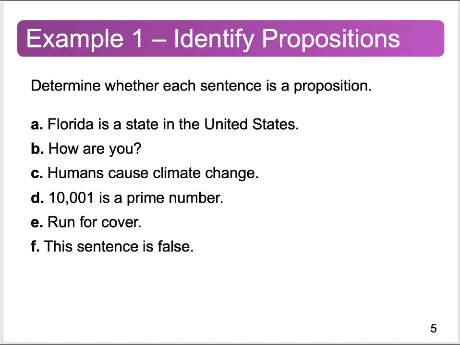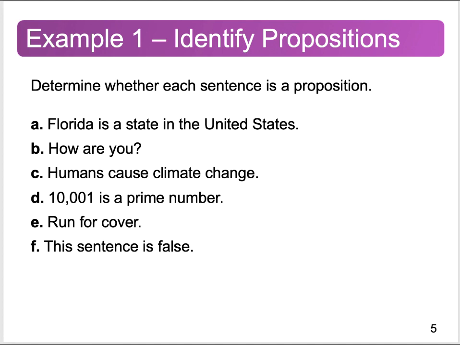true or false. If we look at example 1, trying to determine whether each sentence is a proposition, part A says Florida is a state in the United States. Well, that is a statement that can be determined to be true or false. In this case, it's true, so that would be a proposition. But in B, the question, how are you, is a question, so it can't be a proposition. C, humans cause climate change. That is a statement that can be shown to be true or false, so here it would be a proposition.